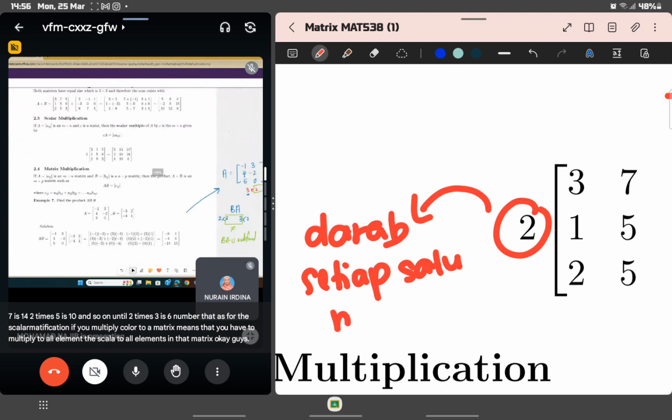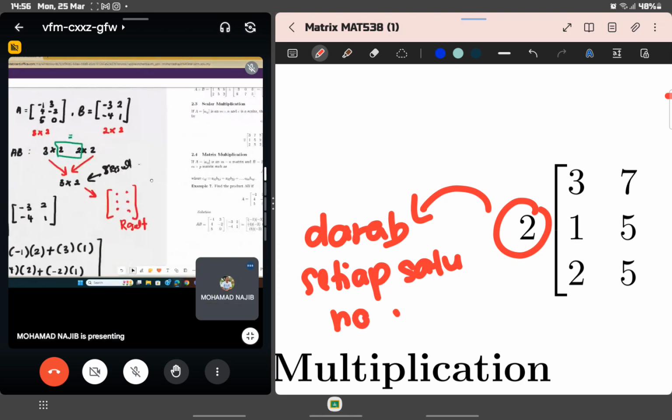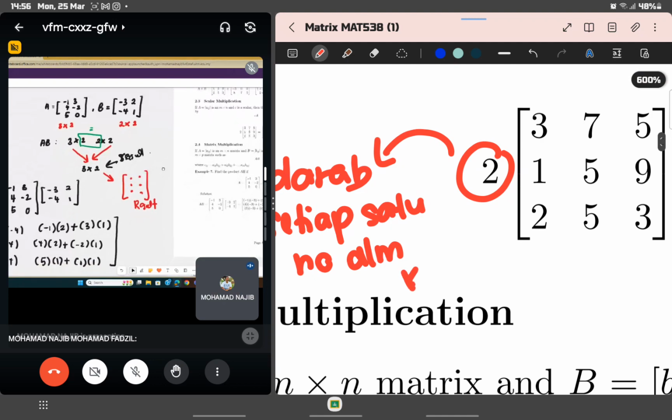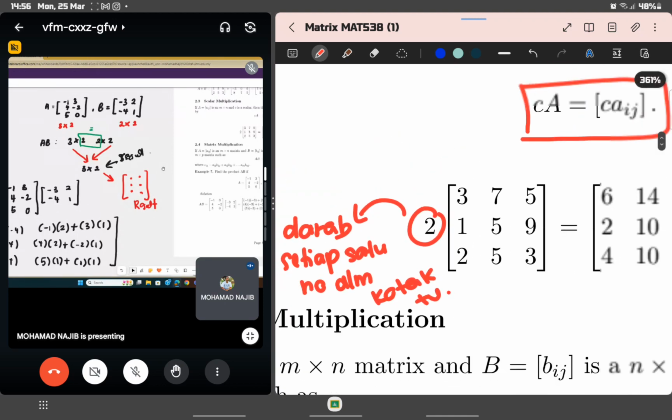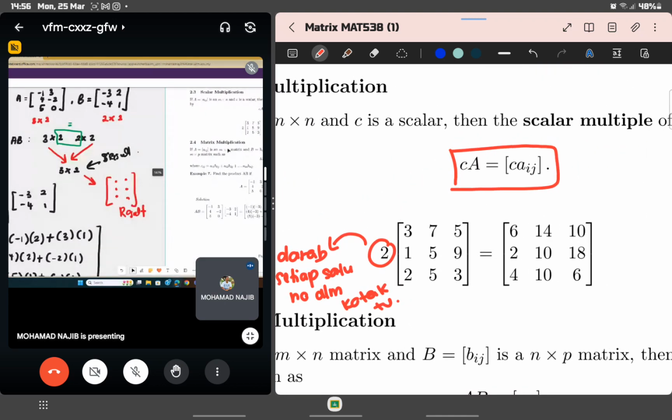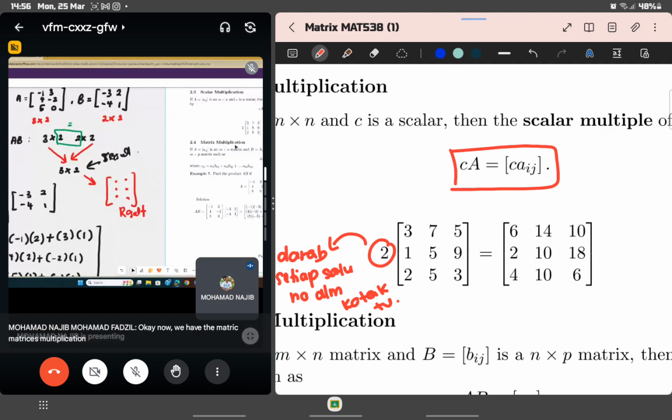Faham. Faham, sir. Dah mula ada nak tergelak, saya dengar macam ada orang mula nak senyum. Okay. Jadi kalau belajar matematik tiba-tiba rasa nak senyum gelak seorang-seorang, make sure then hati-hati.